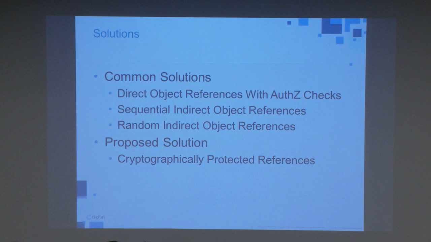So here are the common solutions to the problem. I'm sure a lot of you might have seen these already. So we just expose a direct object reference, whether it's a credit card number or a primary key to a database object. But when the client sends it back, we do an authorization check. Pretty straightforward. Now, the problem with that approach is we're potentially exposing sensitive identifiers.